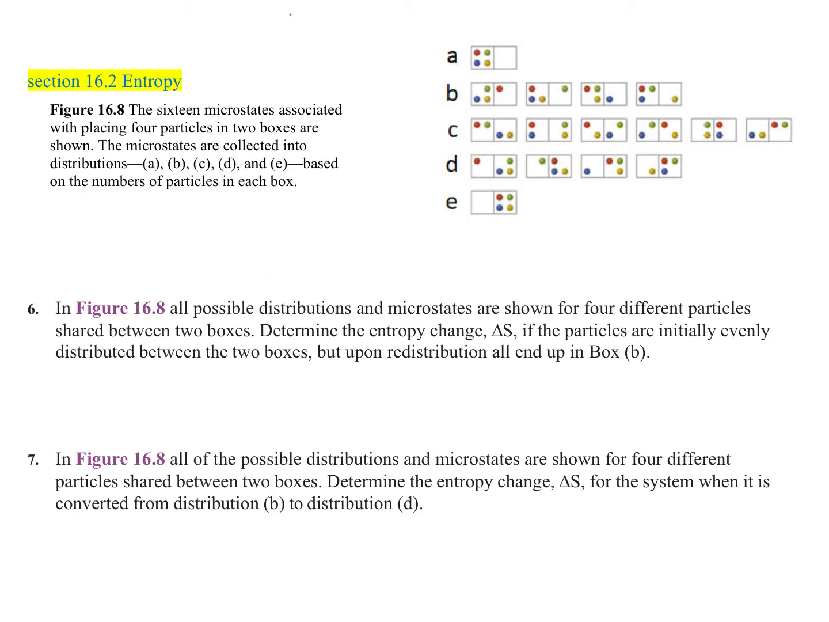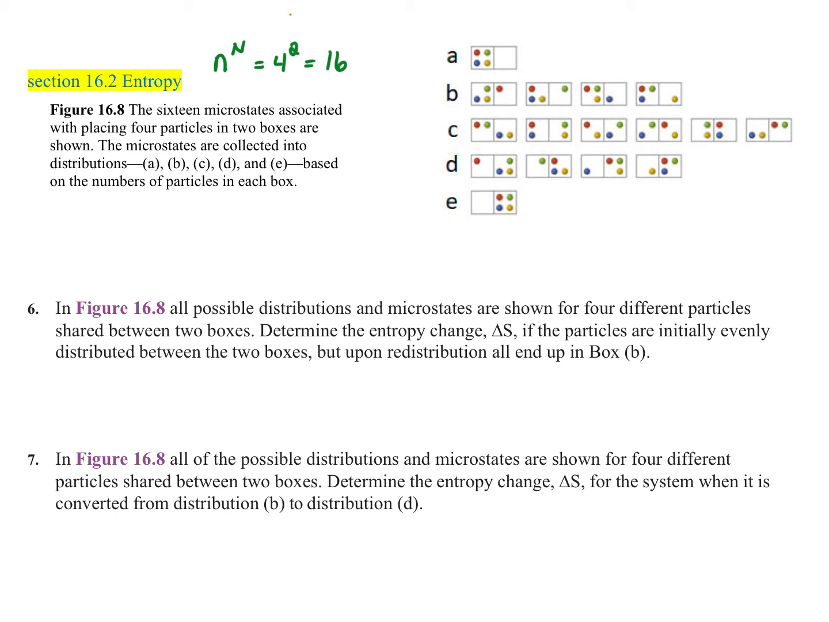These are the 16 microstates associated with putting 4 particles in one of 2 boxes. We can calculate the number of possible microstates as N raised to the n power, where lowercase n refers to the number of particles and uppercase N is the number of possible boxes to put them in. So 4 squared corresponds to 16 different microstates.